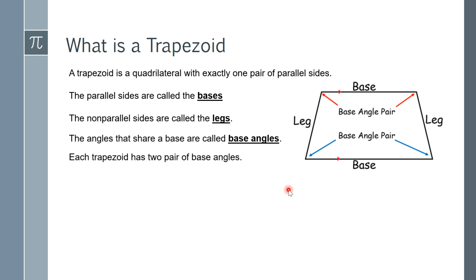And then each trapezoid has two pair of these base angles. Now, let me tell you a little something else that we didn't write here. These consecutive angles right here, because these lines are parallel, will always be supplementary. So if you know the measure of one angle, then you're able to find the measure of the angle beside it, or the consecutive angle to it. So make sure you understand that. That could be something that you could be asked in the lesson.